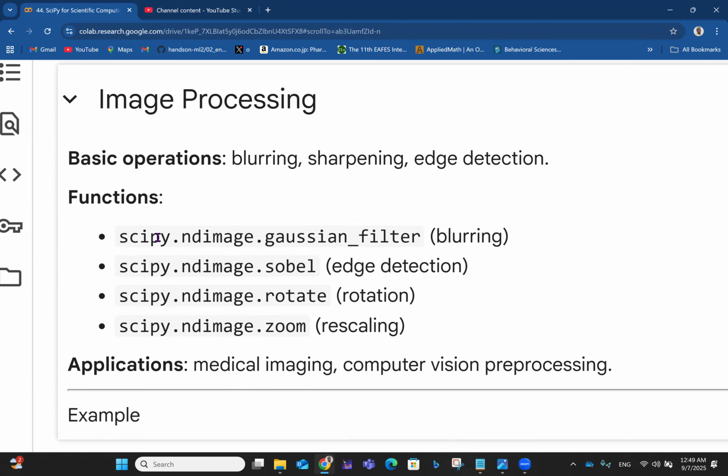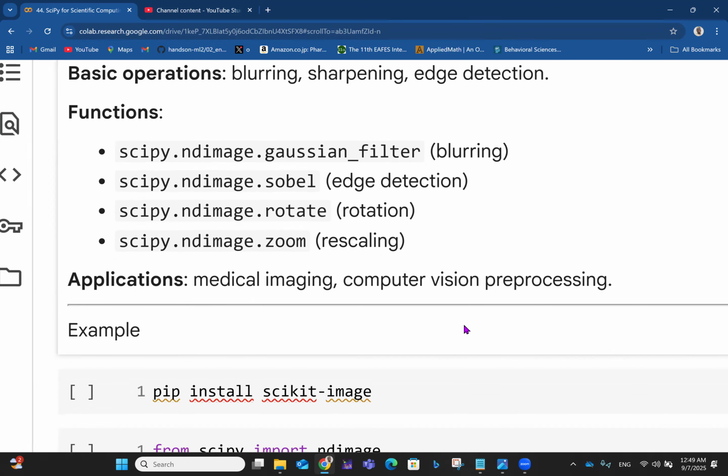So you have functions like scipy.ndimage.gaussian_filter for blurring. You have scipy.ndimage.sobel for edge detection. You have scipy.ndimage.rotate for rotation. You have scipy.ndimage.zoom for rescaling. And you have applications in medical imaging, computer vision, and image processing.